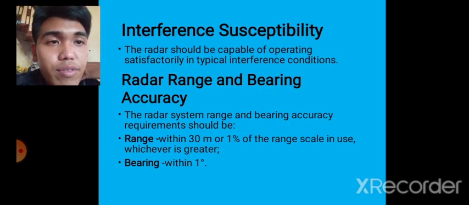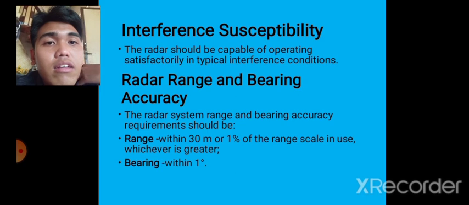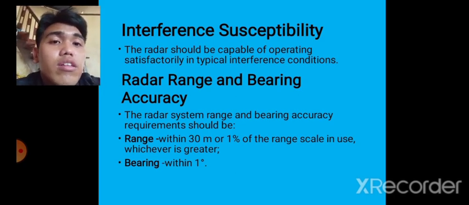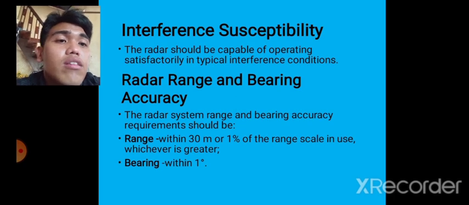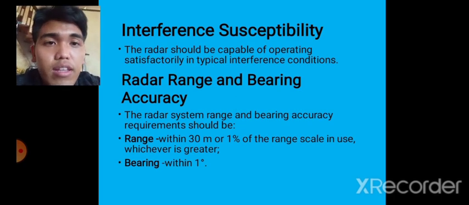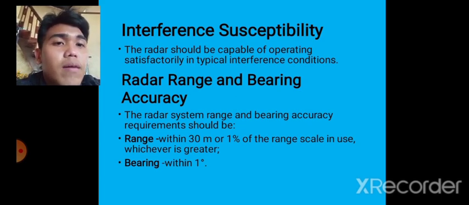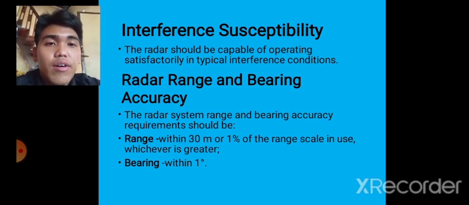Next is the interference susceptibility. The radar should be capable of operating satisfactorily in typical interference conditions. It is very understandable that a radar should work properly and be capable of operating in typical interference conditions.